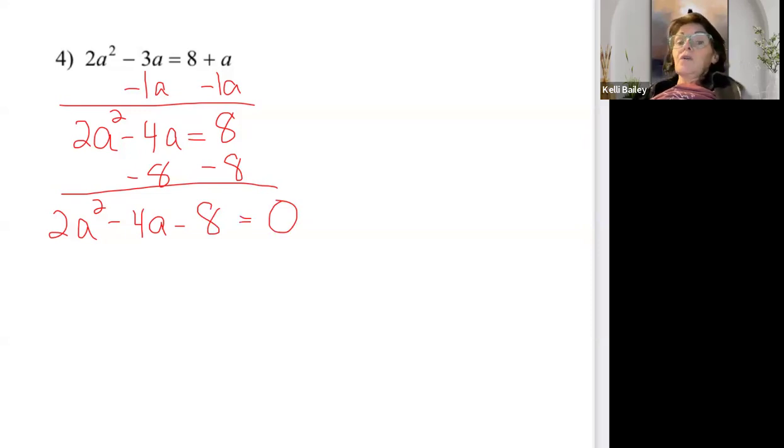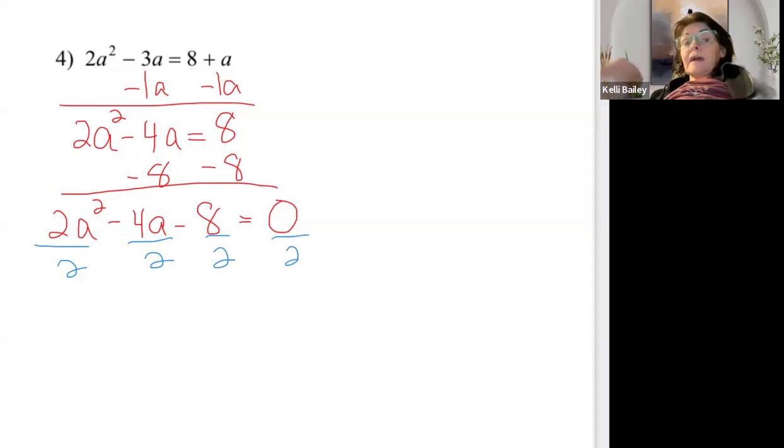Now, lo and behold, I can look over here and make life a little bit easier. That's a 2, and those are both even numbers. So the first thing I'm going to do is get rid of that 2. I found that GCF 2 goes into everything, so I can divide everything by 2. I have to do it to every single thing. So I get a squared minus 2a minus 4 equals 0, divided by 2 is 0.